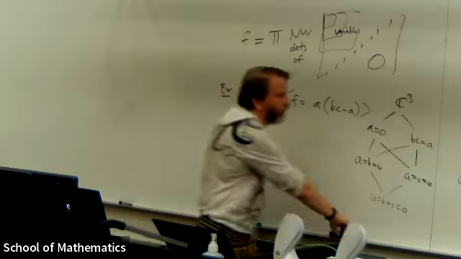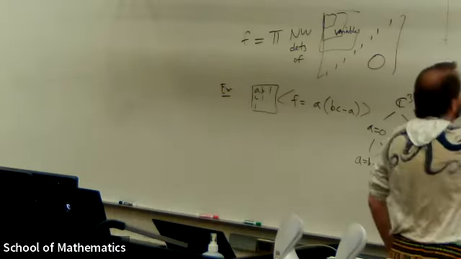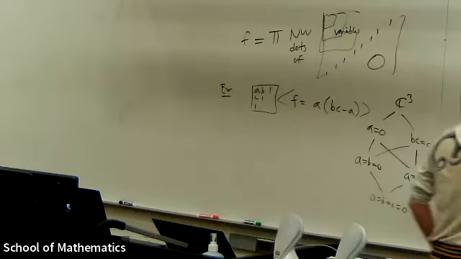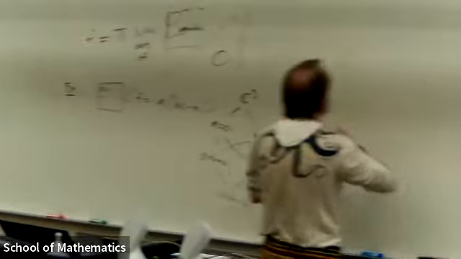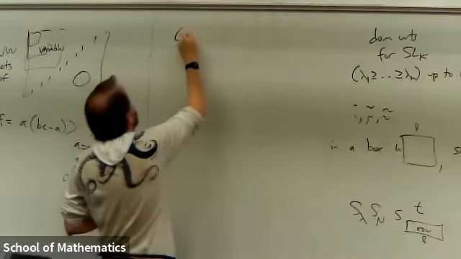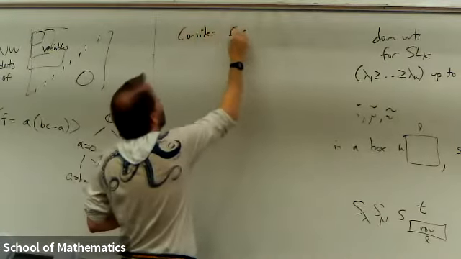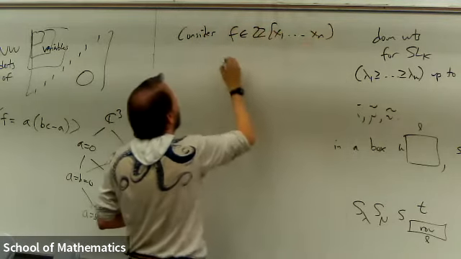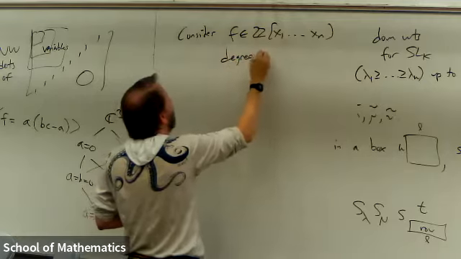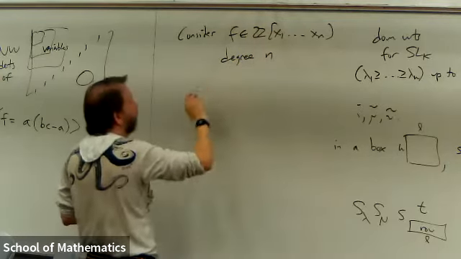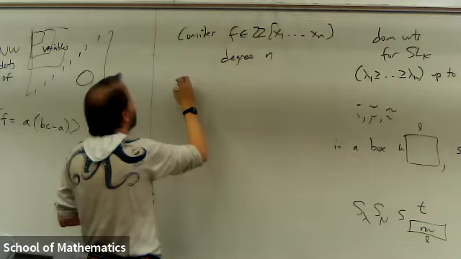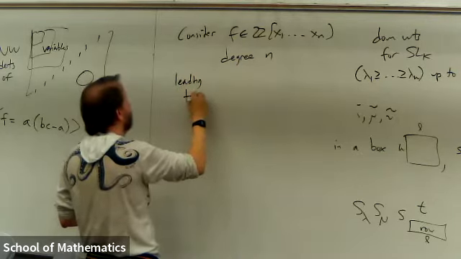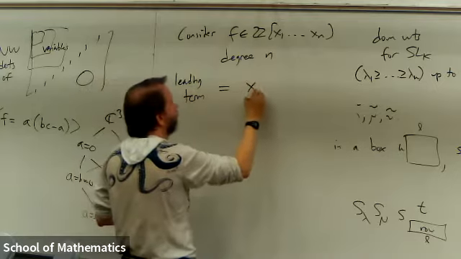So what's the general setup? When do I expect things to be nice here? And I've got questions about it. So I want to consider polynomials in n variables of degree n. It's a little bit too strong, but it'll be fine. Such that the leading term is just the product of the variables.